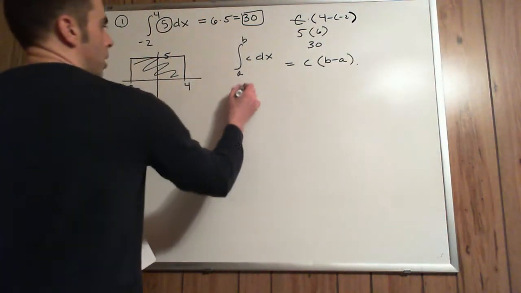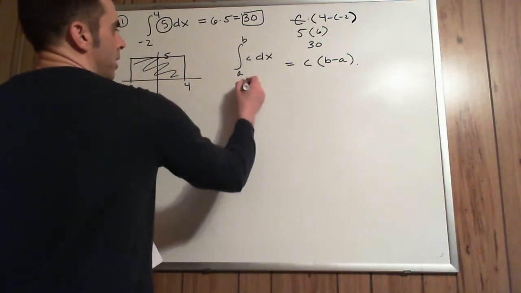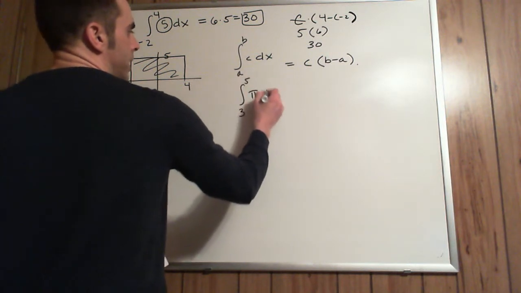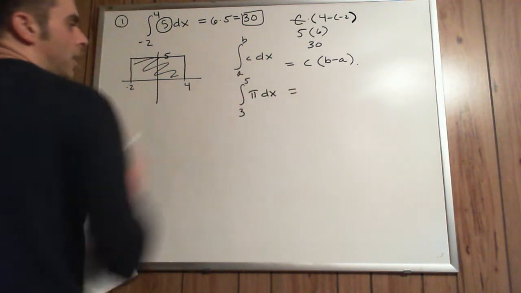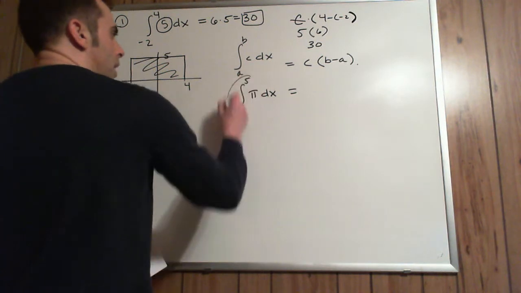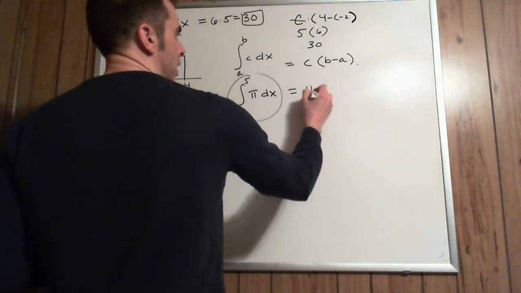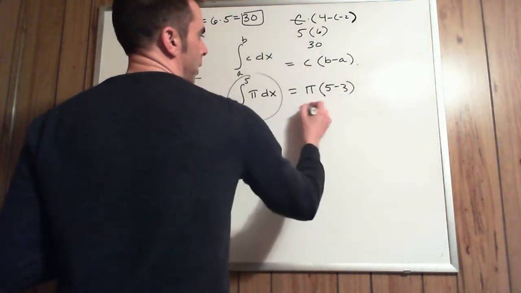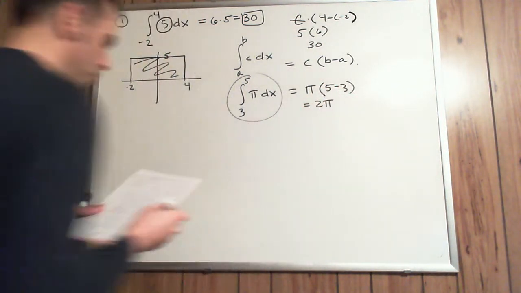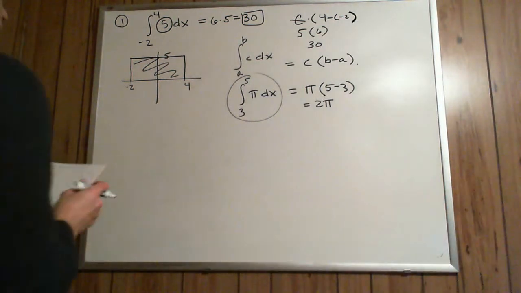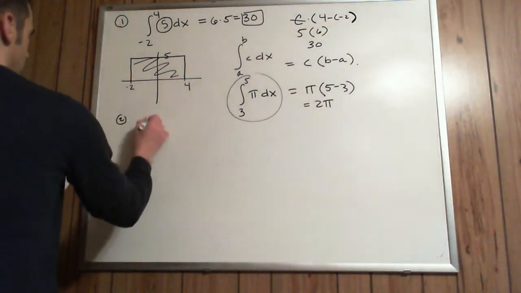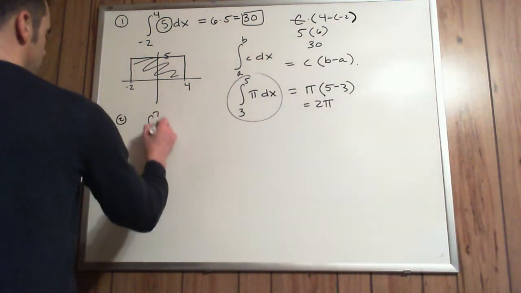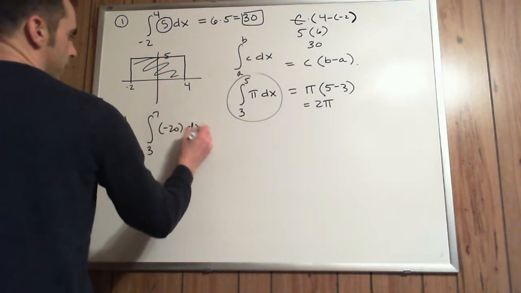So as an additional example, the definite integral from 3 to 5 of pi dx. This is a constant. The value of the definite integral of a constant is the constant times the upper limit minus the lower limit. And that value would be then 2 pi. In number 2, it's the same thing. It's the definite integral from 3 to 7 of -20 dx.